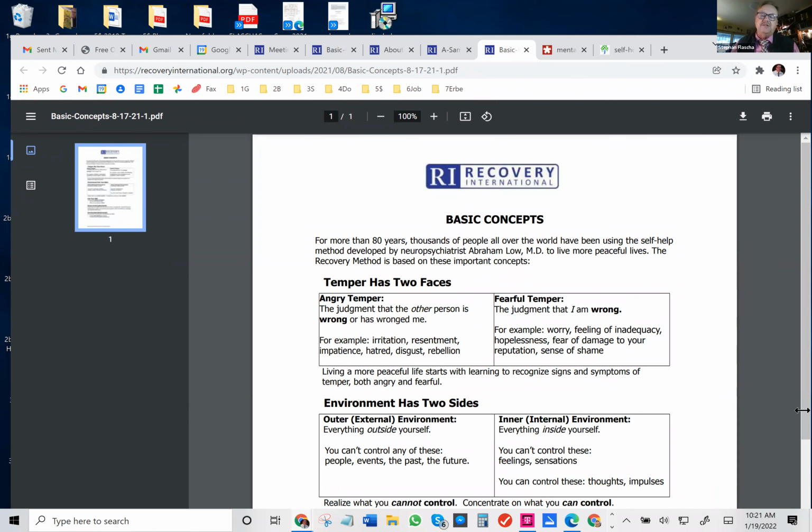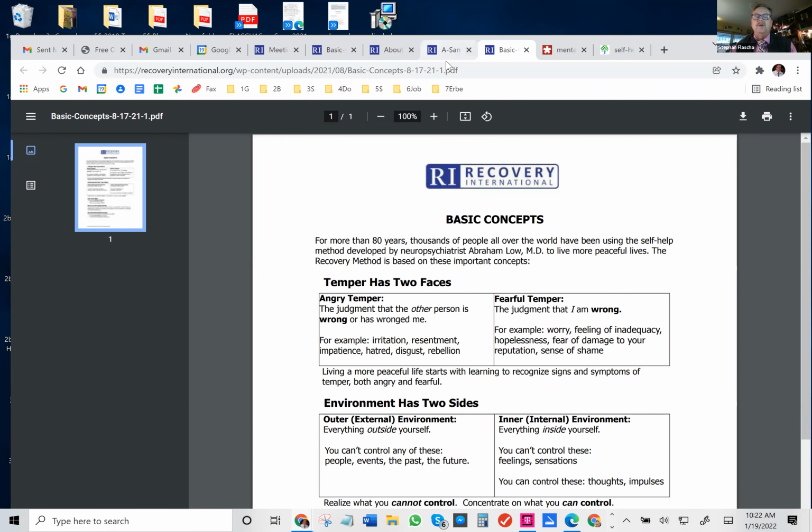He differentiates between feeling bad and temper. Temper is basically when your horses are running away with you, and you have either angry temper or fearful temper, which nowadays could be depression, where you feel you're wrong, or angry temper, where you get so angry you might even become violent. That's when your horses run away, so you spot this, recognize it, and talk yourself down.